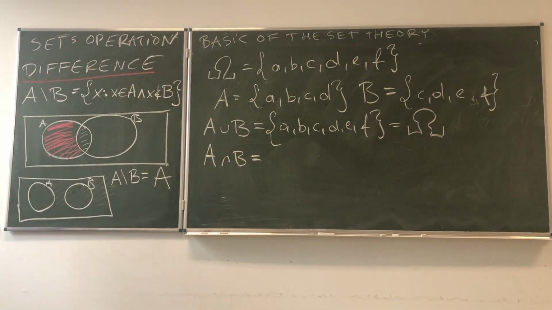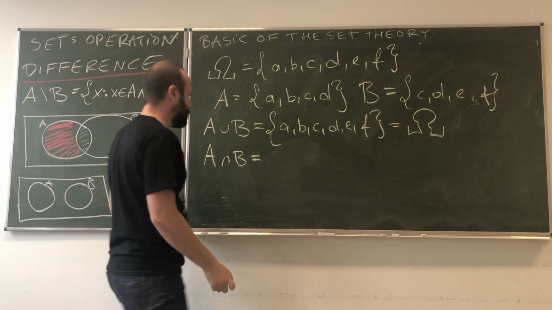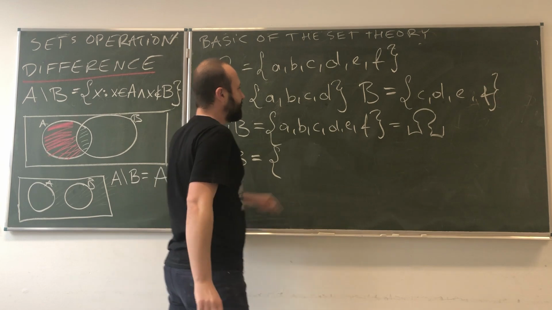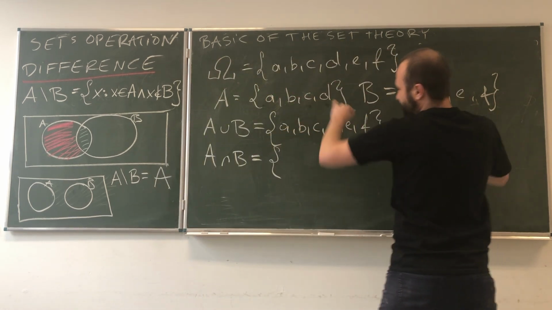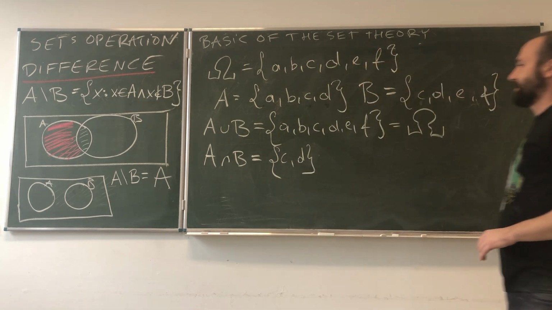Okay, now, what is A intersection B? Now, we want elements that are in set A and in set B. So we need to find a common part. We see that C, D is the common part of the two sets.